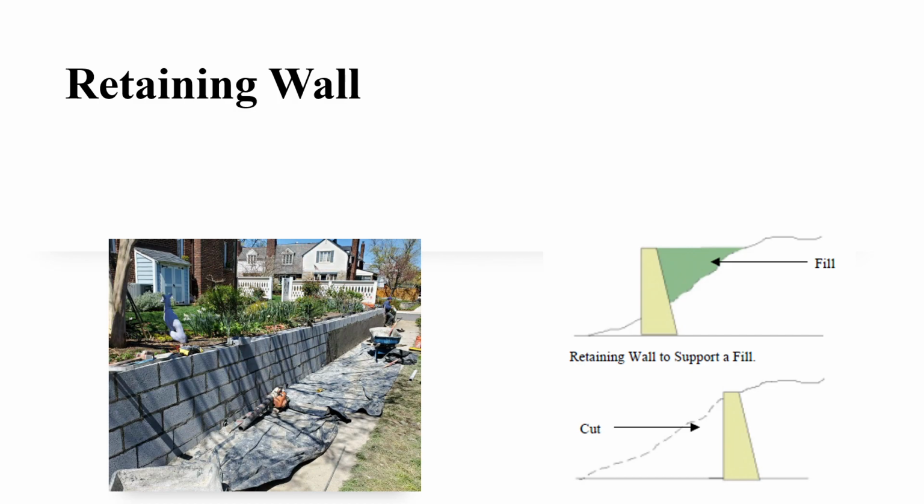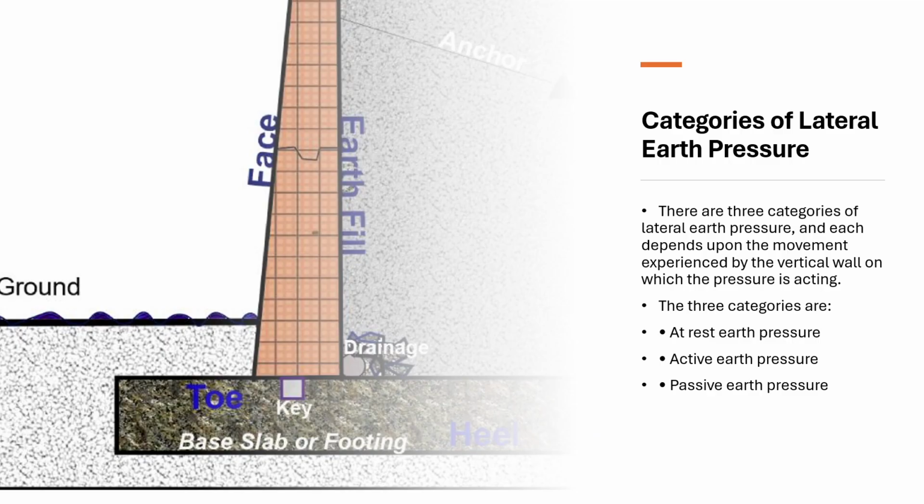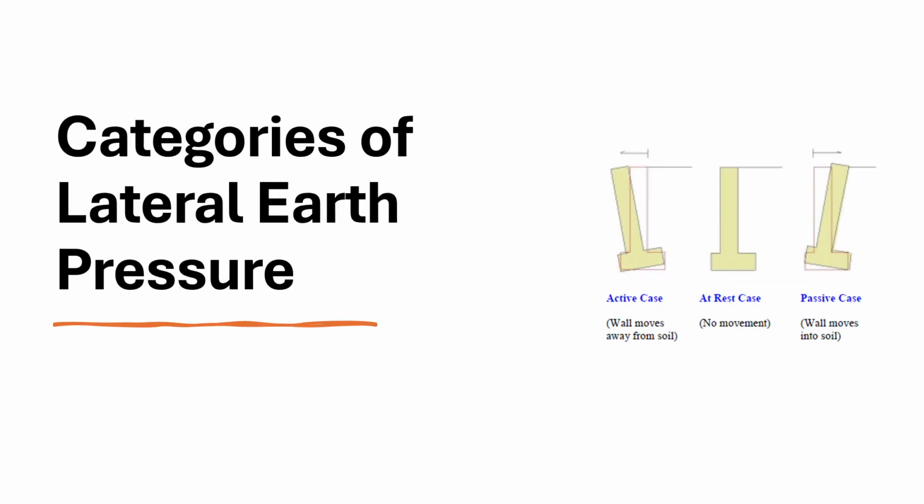Prior to completing any retaining wall design, it is first necessary to calculate the forces acting on the wall. There are three categories of lateral earth pressure, and each depends upon the movement experienced by the vertical wall on which the pressure is acting. The three categories are at-rest earth pressure, active earth pressure, and finally passive earth pressure.